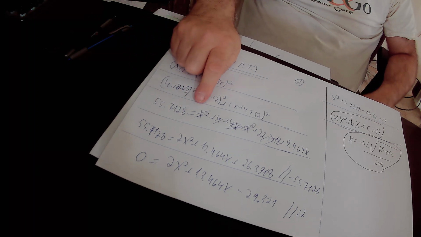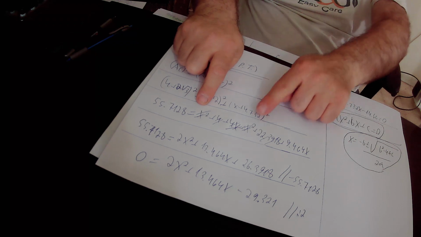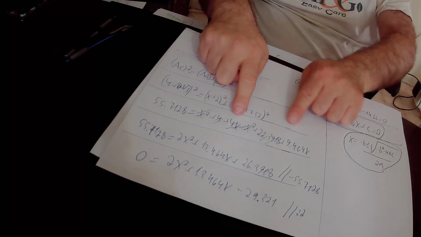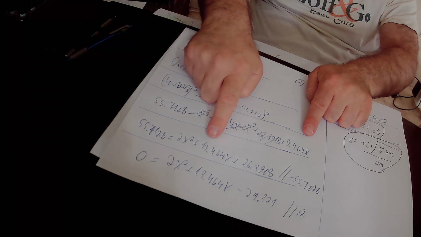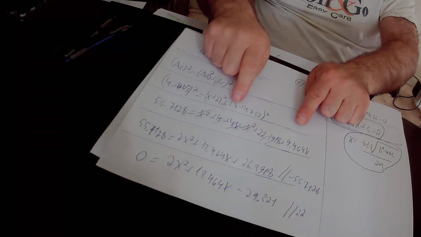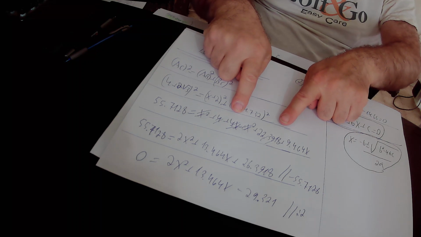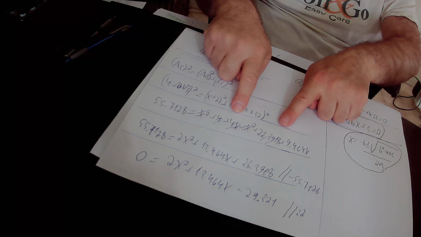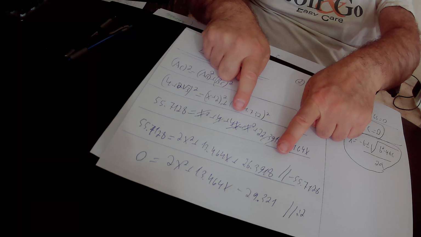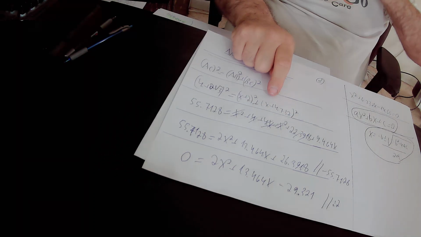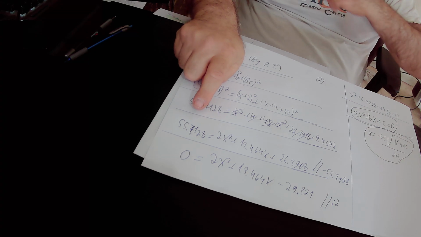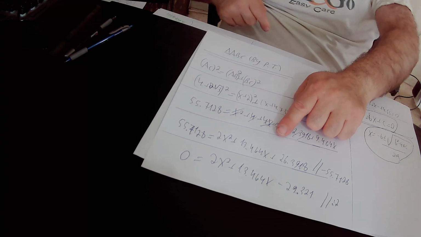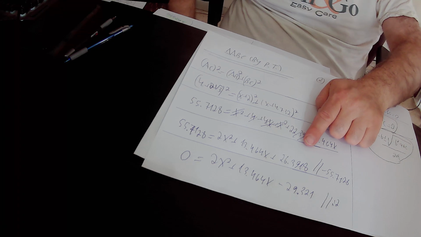So on this side of the equation we have 55.7128. On the other side we have x squared plus x squared is 2x squared, 4x plus 9.464x is 13.464x, and 4 plus 22.398 equals 26.398. In conclusion, we found out that 55.7128 equals 2x squared plus 13.464x plus 26.3918.